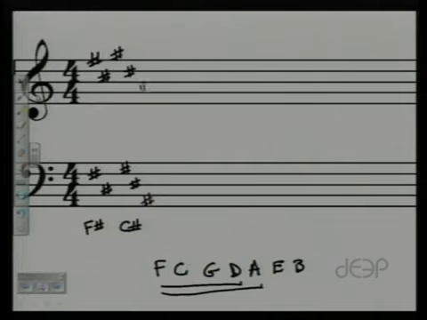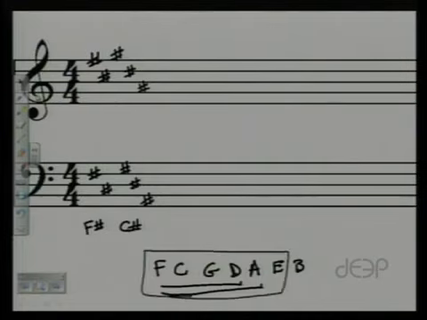Hopefully you follow that and you understand what we're doing there. If there's six, F, C, G, D, A, E. And so then we would go ahead and add that E in the bass and in the treble. And then finally, if there are seven, we go ahead and add the B here, and we go ahead and add the B here. And that gives you your sharp key signatures.